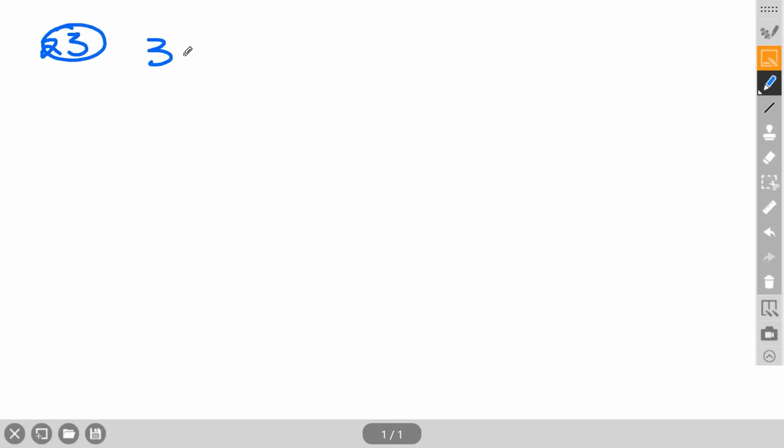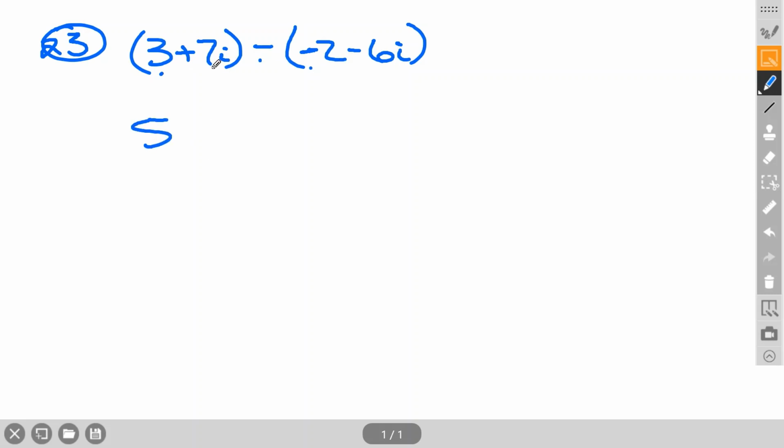23, 3 plus 7i minus negative 2 minus 6i. Subtraction problem. So we're subtracting the real parts, subtracting the imaginary parts. So 3 minus negative 2, which is 3 plus 2, so 5. And then 7i minus negative 6i, so 7 plus 6, which is 13, 13i. So 5 plus 13i.